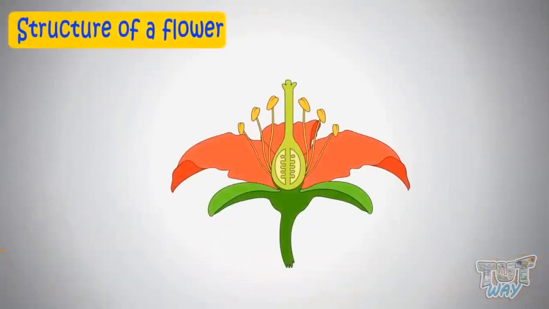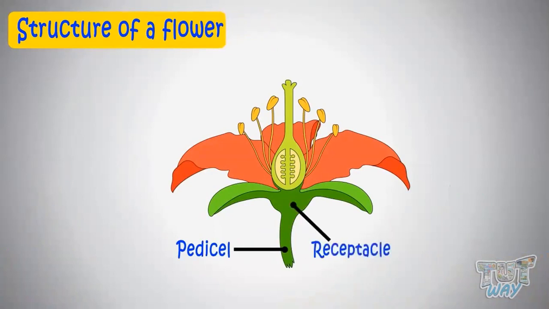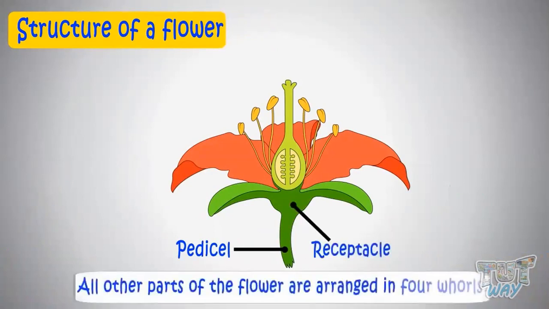We learned the structure of a flower in our last assignment. This is pedicel, which is a green color stalk. Then this broader part is a receptacle, and all other parts are arranged in 4 whorls.